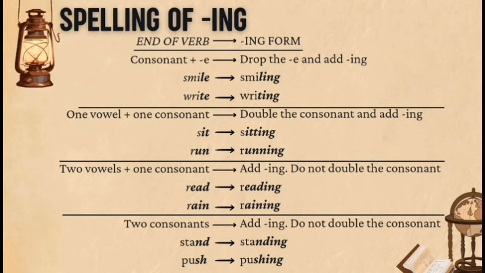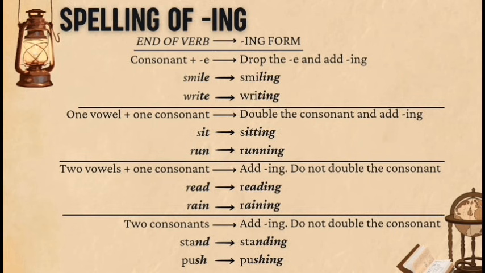For example, smile, smiling, write, writing. Rule number 2. One vowel plus one consonant, double the consonant and add ing. For example, sit, sitting, run, running. Rule number 3. Two vowels plus one consonant, add ing, do not double the consonant. For example, read, reading, rain, raining.